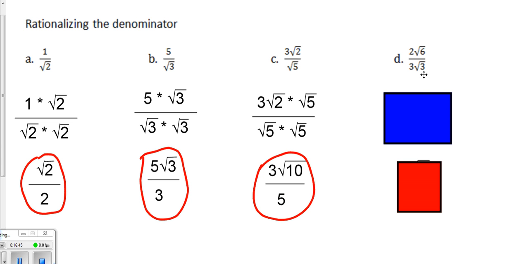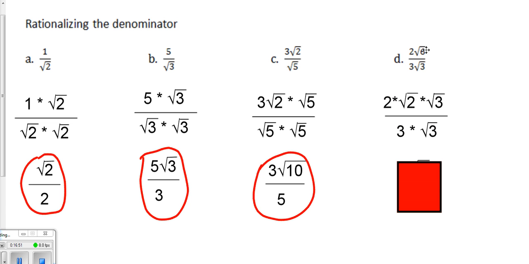Now let's look at this example. 2 square roots of 6 over 3 square roots of 3. Now, instead of multiplying the top and the bottom by the square root of 3, we can just break it apart. And we'd find that 2 square roots of 6 is the same as 2 times the square root of 2 times the square root of 3. The square root of 2 times square root of 3 is square root of 6.